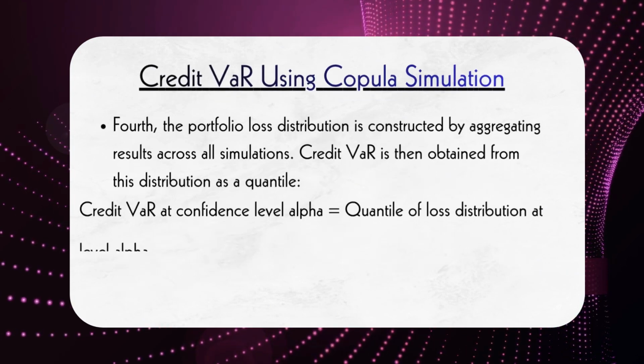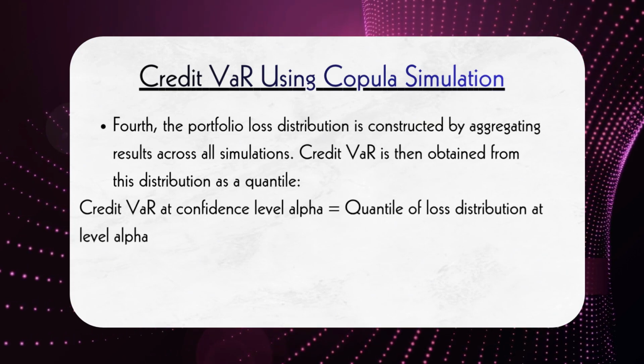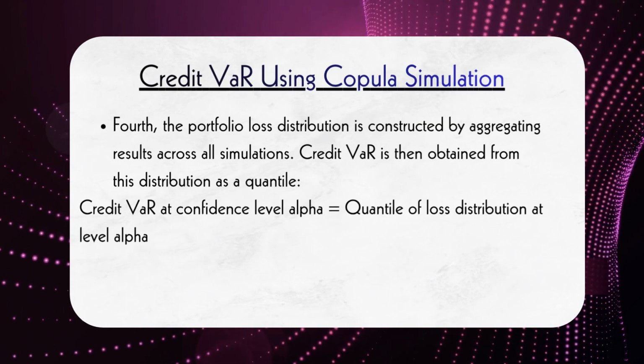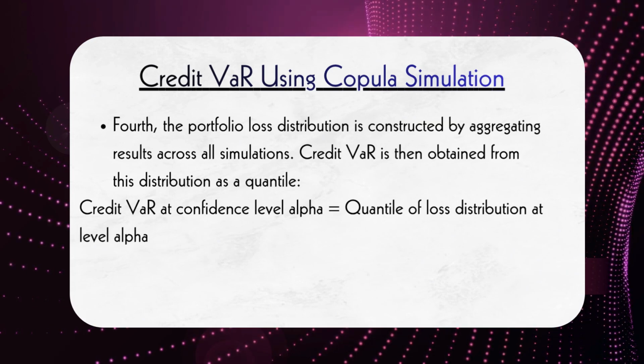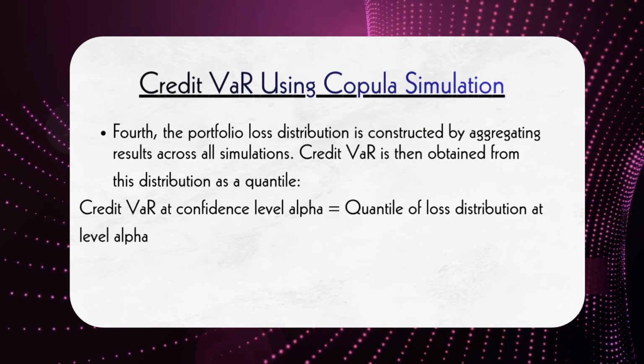Then, we combine all simulation results to build a loss distribution. Credit VaR is simply a percentile of this loss distribution. In other words, it tells us the worst expected loss at a given confidence level.